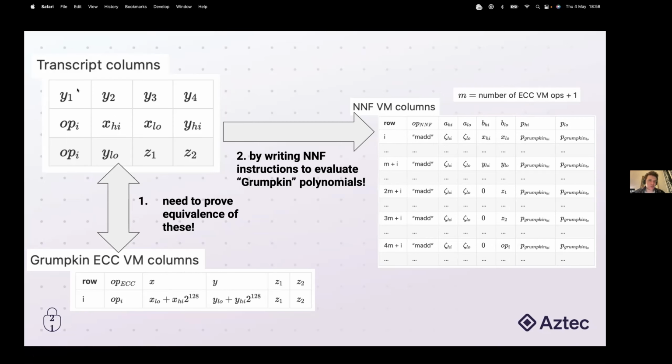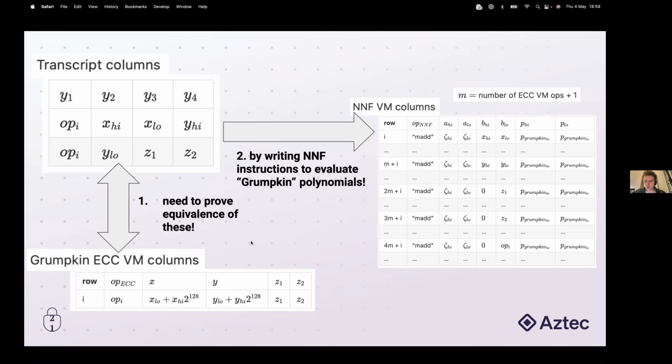So basically, what's going to happen is as you're iterating over the main transcript, you're just taking the x_i and x low values and shoving them into rows 0 to m of the non-native field VM. And then for the next m rows in your circuit, you're evaluating multiply and add on zeta and y. That gets you the y column, and then you do the same for z1, the same for z2, and the same for the opcode row.